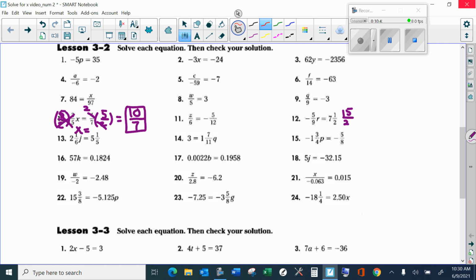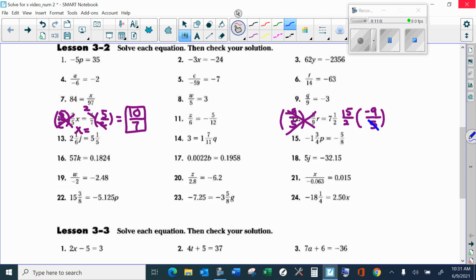So I multiply by the reciprocal, -9/5. Multiply by -9/5 on both sides. Whatever you do to one side, you must do to the other side. Now I get 1r on the left, which is what I'm solving for. And I look to cross cancel again.